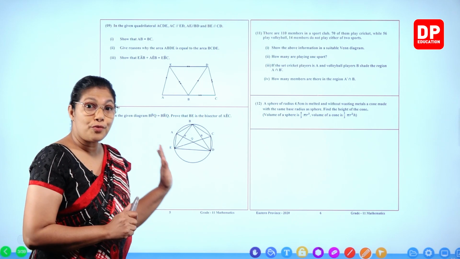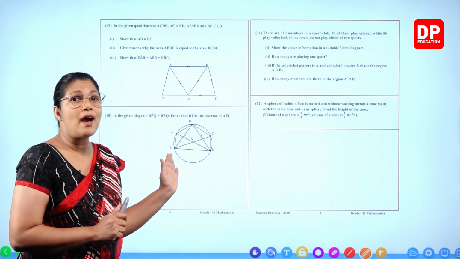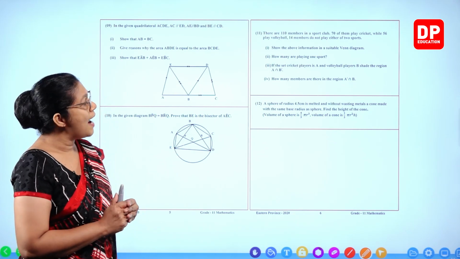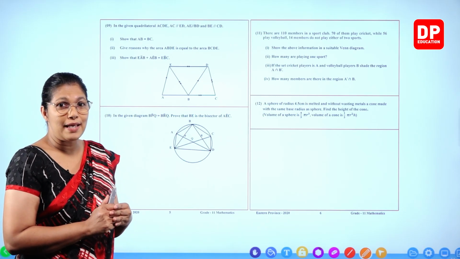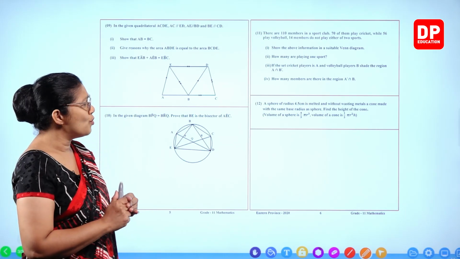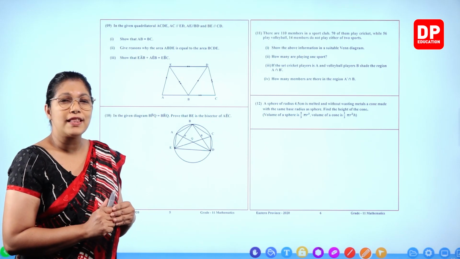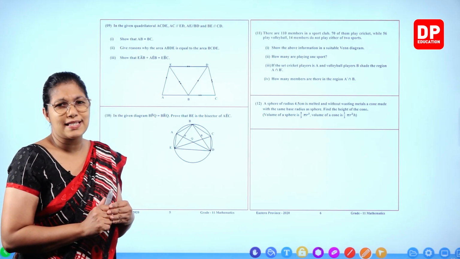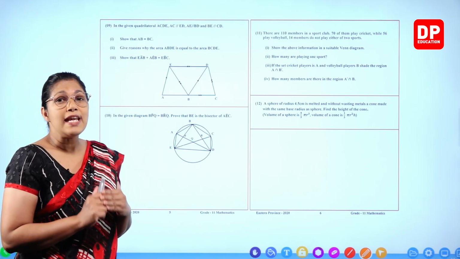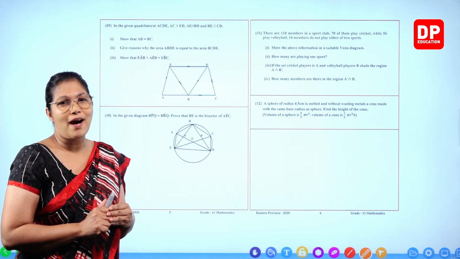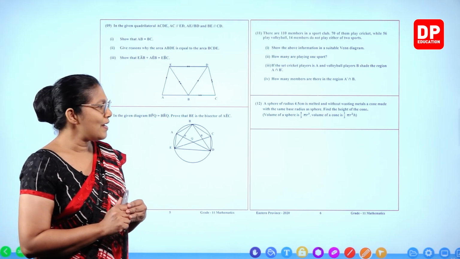So you get 3 hours. That means 1.5 hours for part A and 1.5 hours for part B. So make sure that you do each question within 18 minutes, and each question is worth 10 marks. So let's do this paper now.